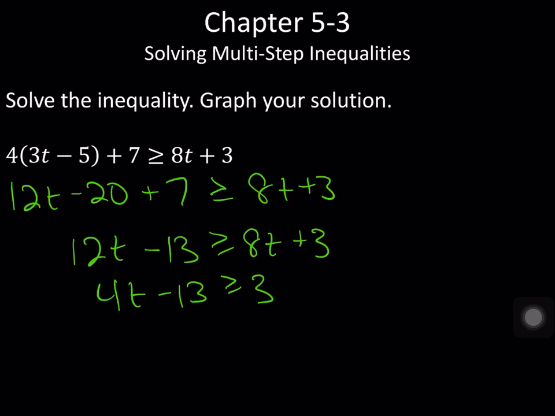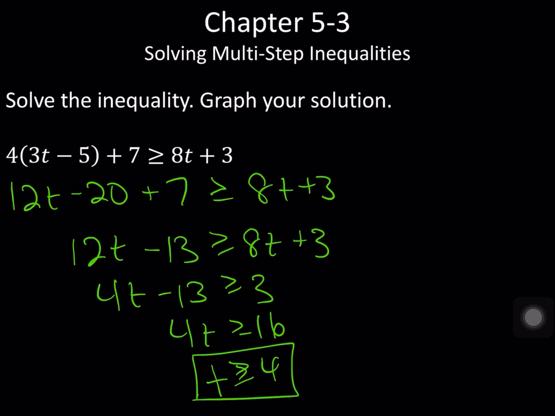And at this point, this is exactly what we've been doing before with the multi-step inequalities. So adding 13 to both sides, 4t greater than or equal to 16, dividing both sides by 4, and t is greater than or equal to 4. Okay, that would be your final answer.